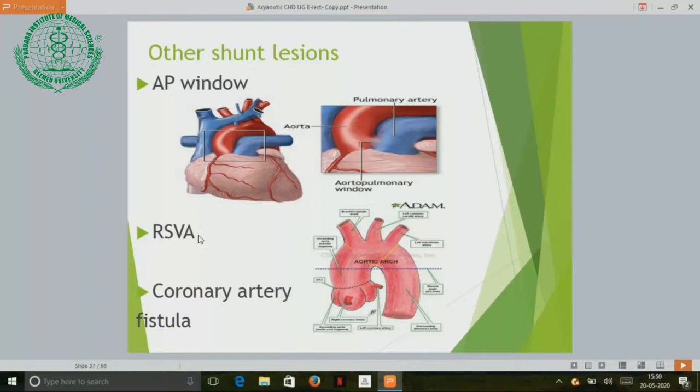Valsalva aneurysm. So we have to know what is sinus of Valsalva. Now in this picture the aorta is shown. This is the portion of the aorta which joins the left ventricle. There is an origin of the right and the left coronary arteries. These are the branches of the ascending aorta.